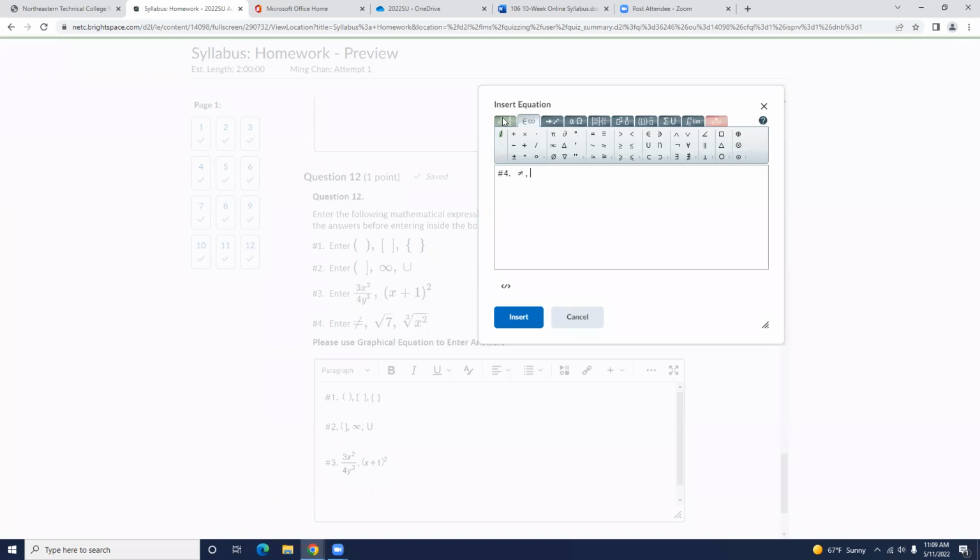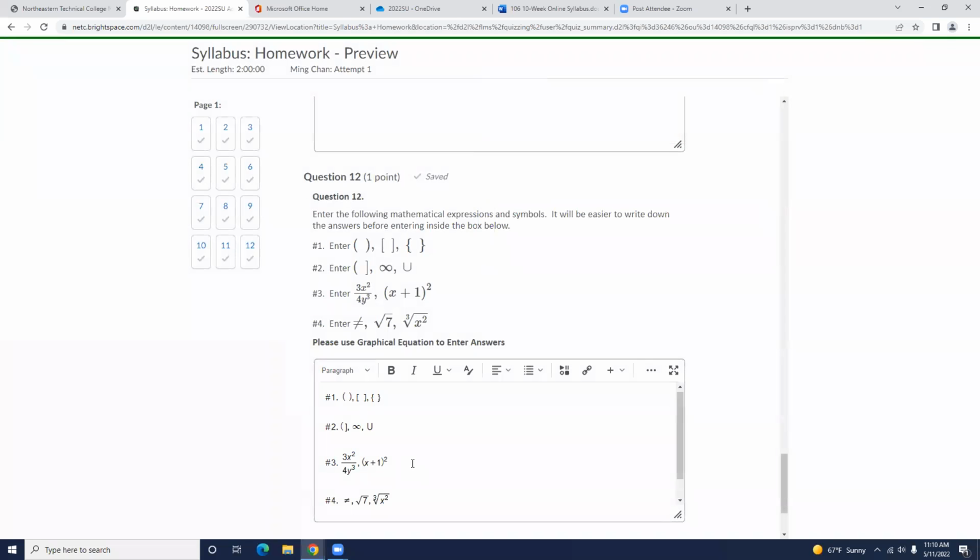Square root of 7. Square root is under the first tab. The bottom one is for anything higher than the square root of 3. Excuse me, 7. Right now the cursor is underneath the square root, so I'm going to click outside the square root. Cube root of x squared will be this one. Outside is the cube root, inside is x to the second power. There you go. That's basically how you use the graphical equation.